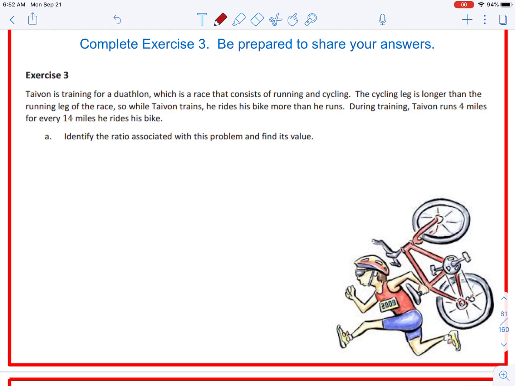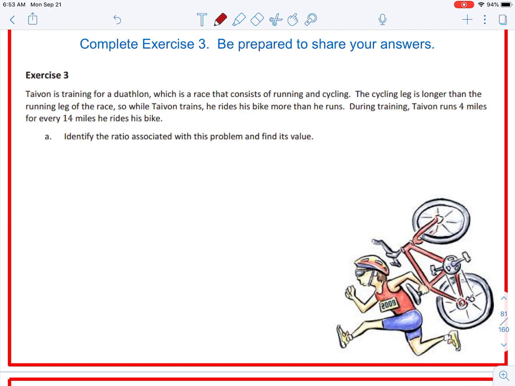Exercise 3. Tavon is training for a duathlon, which is a race that consists of running and cycling. The cycling leg is longer than the running leg of the race, so while Tavon trains, he rides his bike more than he runs. During training, Tavon runs 4 miles for every 14 miles he rides his bike. Identify the ratio associated with the problem and find its value. So he's running miles and he's biking miles.